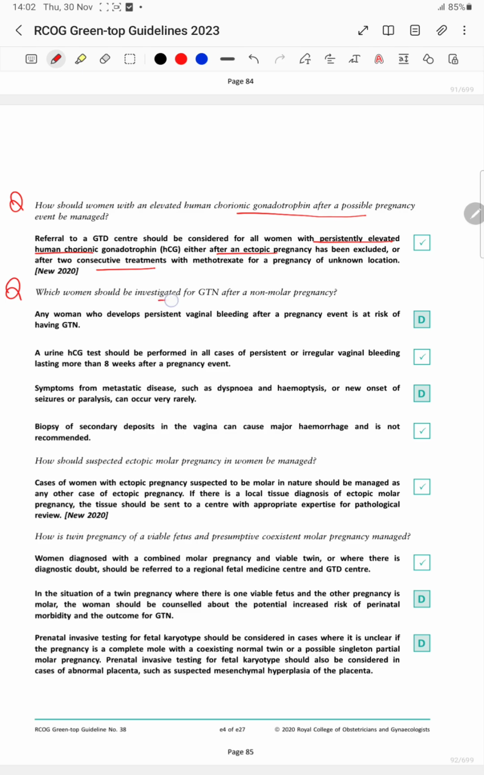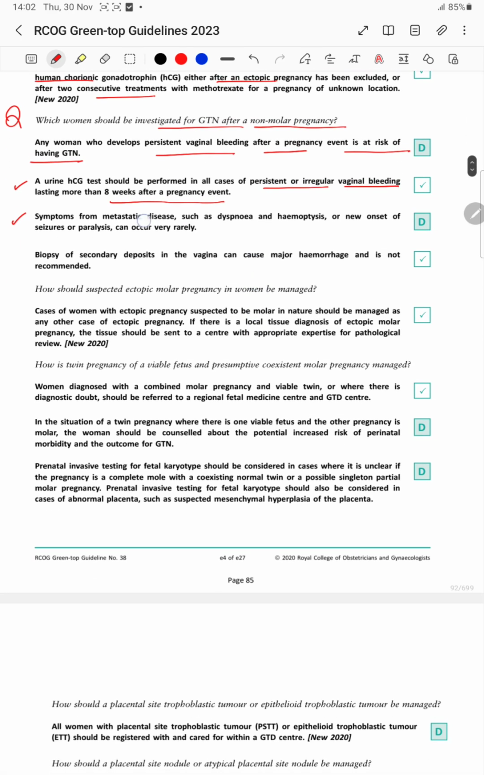Which women should be investigated for GTN after a non-molar pregnancy? Any woman who develops persistent vaginal bleeding after a pregnancy event is at risk of having GTN. A urine hCG test should be performed in all cases of persistent or irregular vaginal bleeding lasting more than 8 weeks after a pregnancy event. Symptoms from metastatic disease, such as dyspnea and hemoptysis or new onset of seizures or paralysis, can occur very rarely. Biopsy of secondary deposits in the vagina, which can cause major hemorrhage, is not recommended.